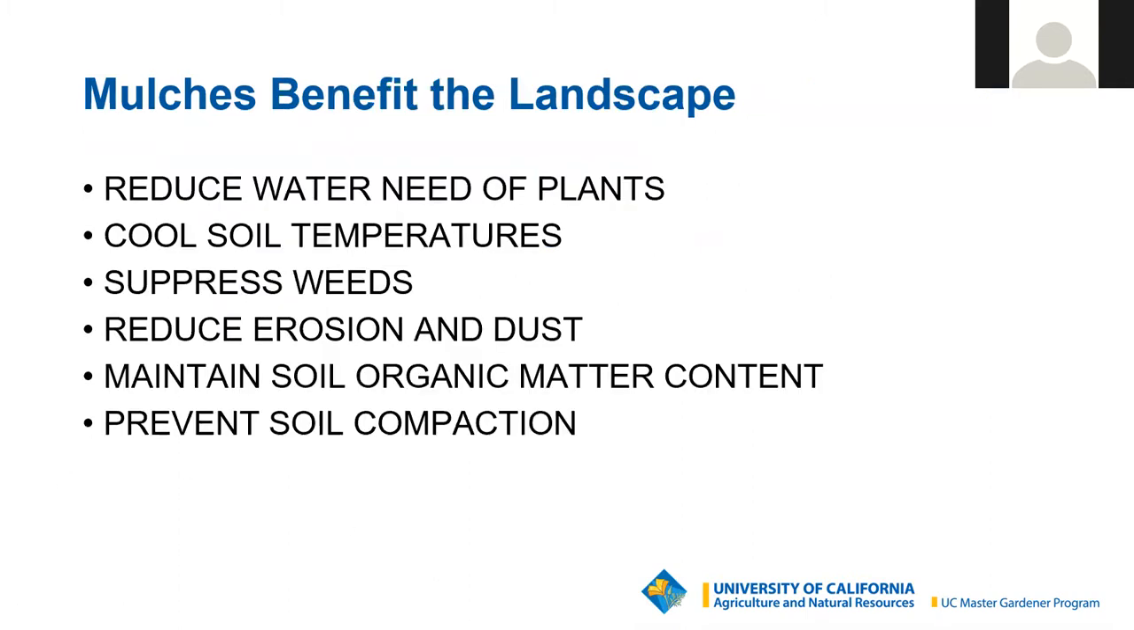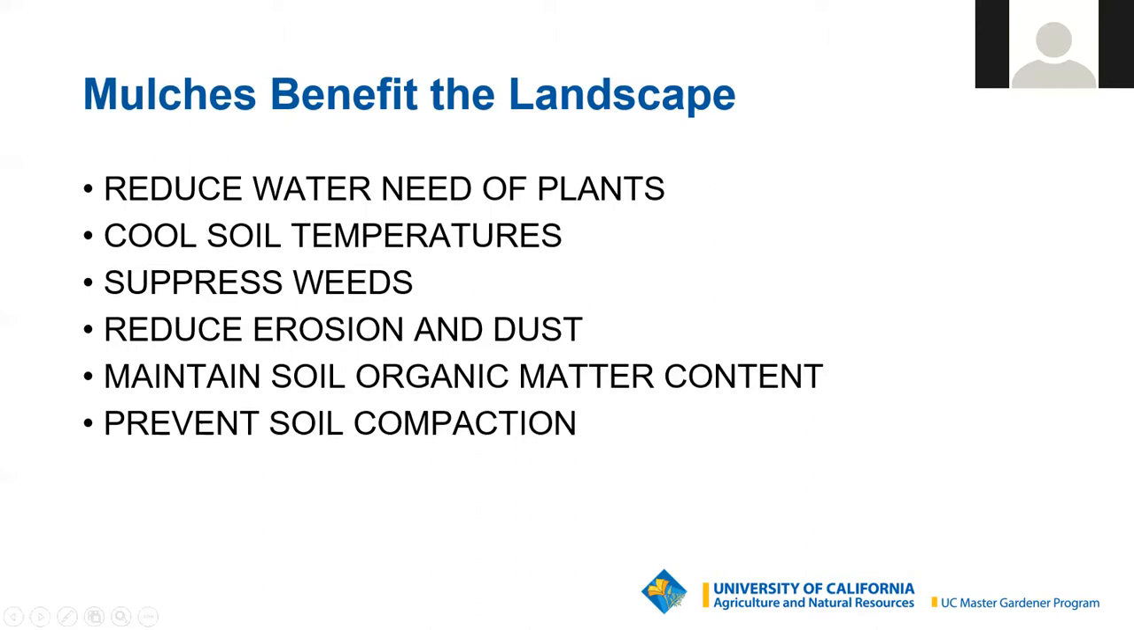So depending on what kind of mulch you might be using, it can benefit the landscape in a number of ways. It might reduce the water needs of plants by preventing evaporation from the soil. It can cool soil temperatures. It can keep out weeds, reduce weeds, because it's eliminating a lot of the light. It can reduce erosion and dust, just as Anne had told you about. As it decays, it can maintain or renew the soil organic matter and prevent soil compaction.